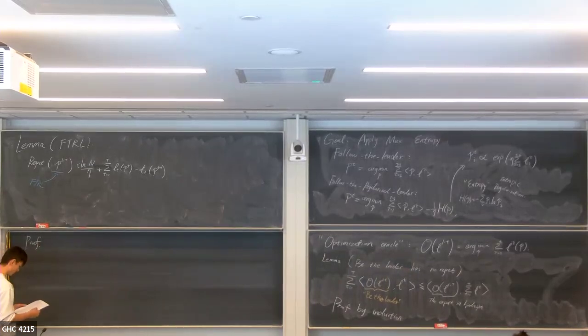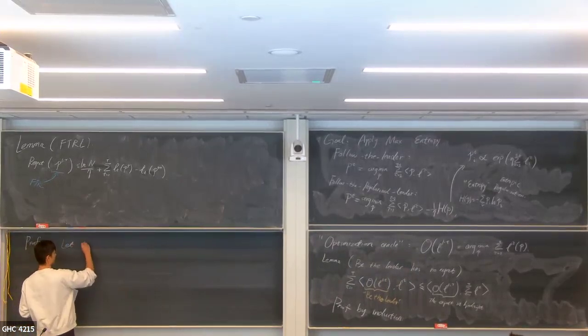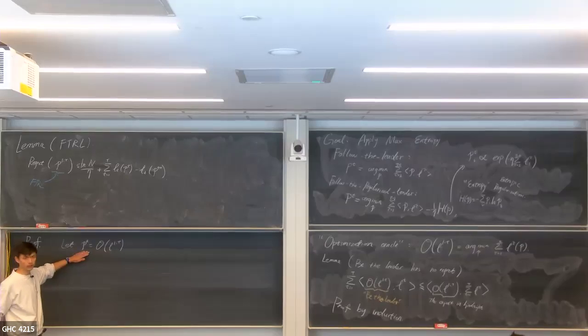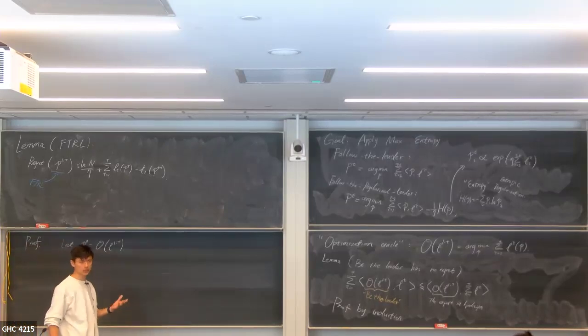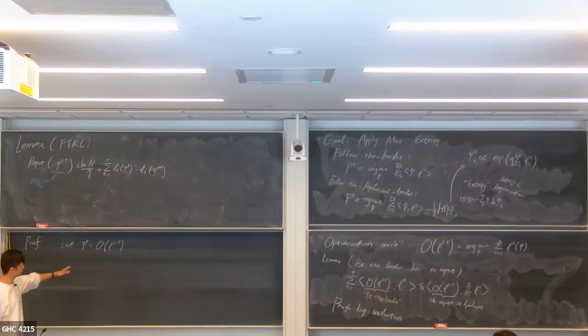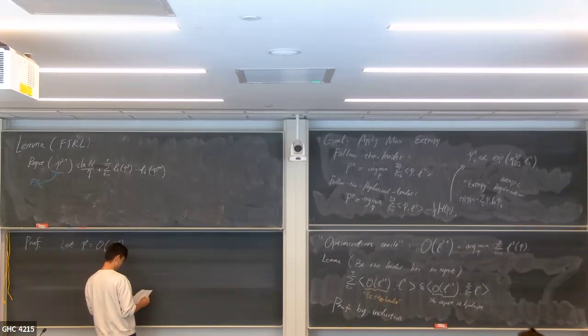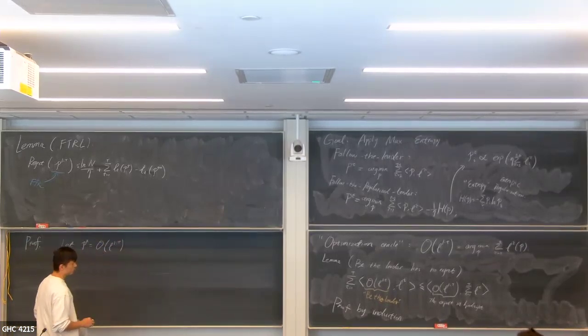Let p star equal... Okay, so this is the thing I want to compete against: the expert that gets to see the entire history of loss and then do the best. So what's the difference between be the leader and follow the regularized leader?